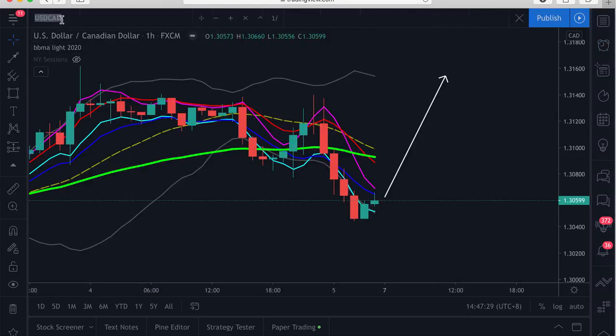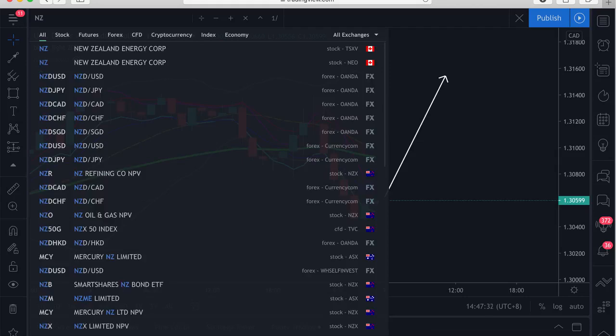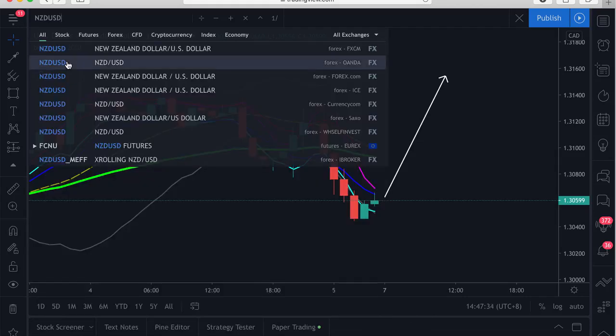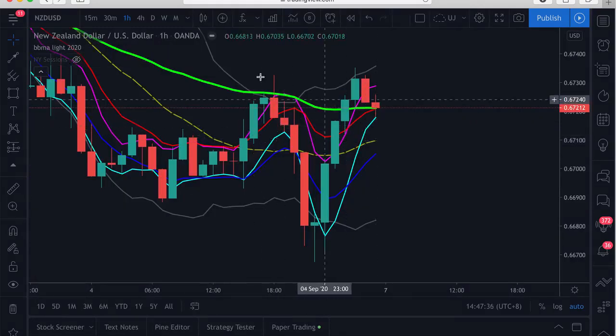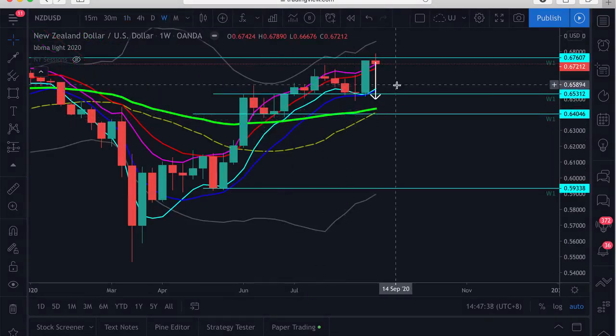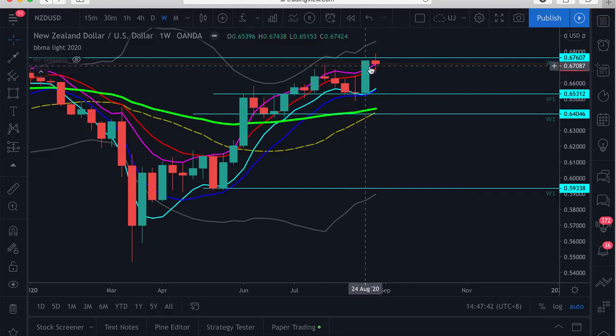And the last pair we want to visit this week is NZD USD. Okay, NZD USD on weekly time frame is a re-entry sell. Very clear up here. Reject this weekly resistance level, making a resistance here to continue to move down.